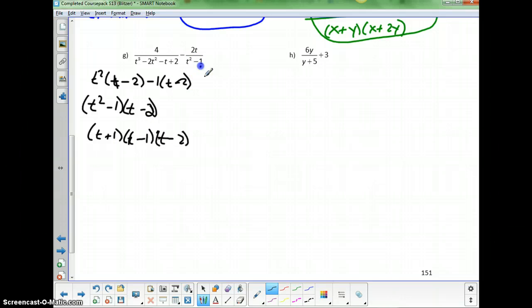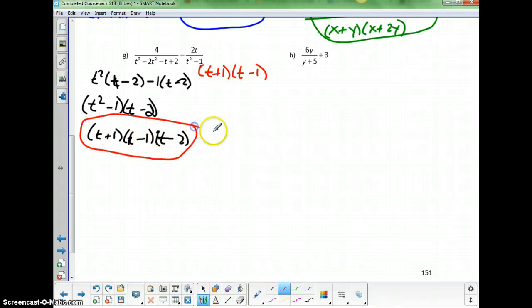And then this one, the t squared minus 1 would factor into t plus 1, t minus 1. Difference of squares. So my LCD is going to have the t plus 1, the t minus 1, and the t minus 2. So the first denominator is actually my LCD since it already contained everything the second denominator had.